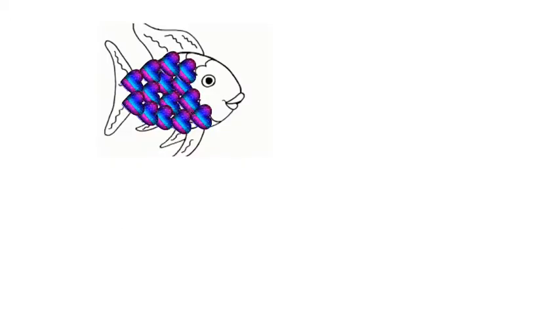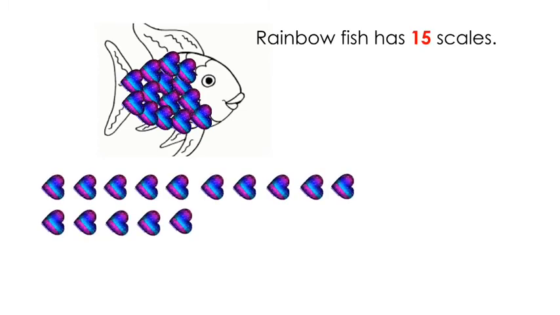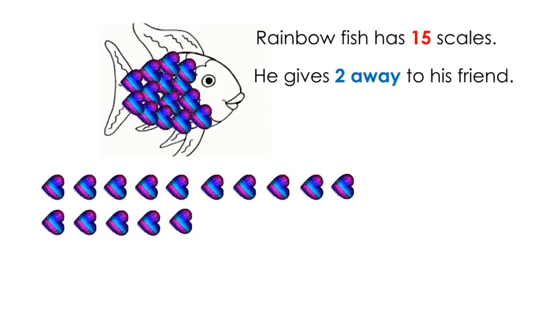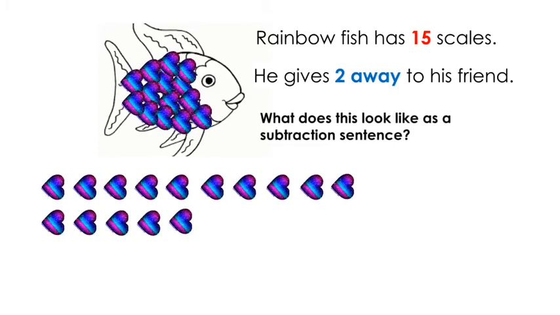Now let's help Rainbow Fish. So Rainbow Fish has 15 scales altogether. But Rainbow Fish is so kind, he gives 2 of his scales away to his friends. Now, do you know what the subtraction sentence would look like? Have a think.